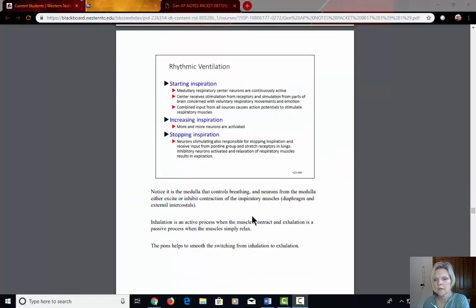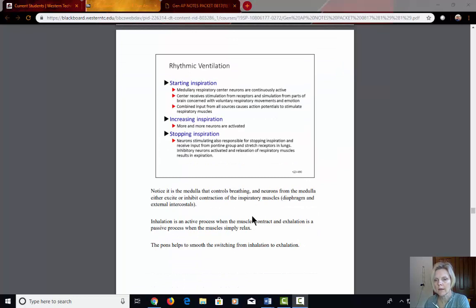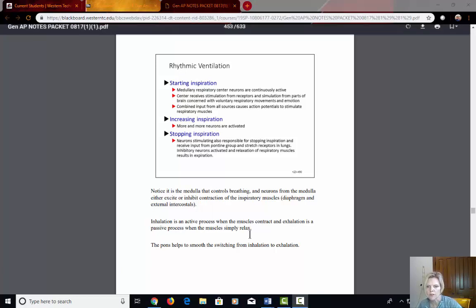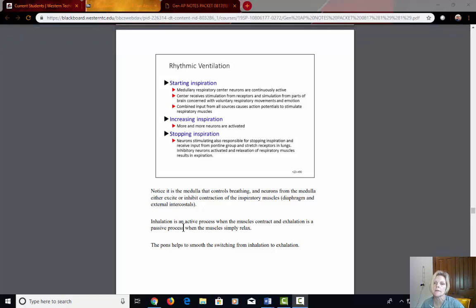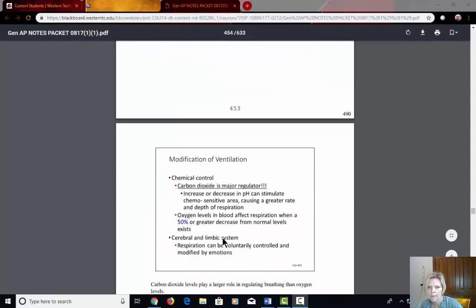So when we look at the rhythmic ventilation, again it's the medulla that controls the breathing, and then the pons that sets the rhythm, switching from inhalation to exhalation. And recall that exhalation is just a passive process in which we merely inhibit the diaphragm and the external intercostals so they no longer contract. They relax and move upward and inward and decrease the volume of the chest cavity, causing air pressure to increase inside the alveoli, which then forces air out in exhalation.